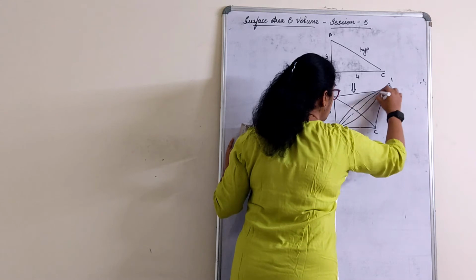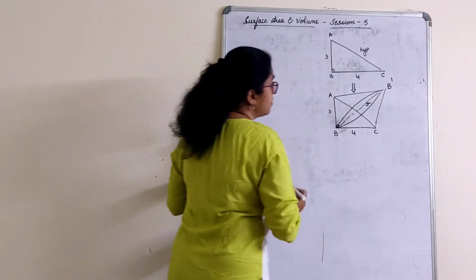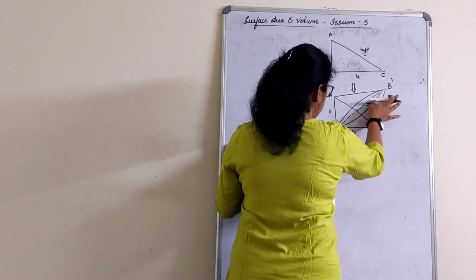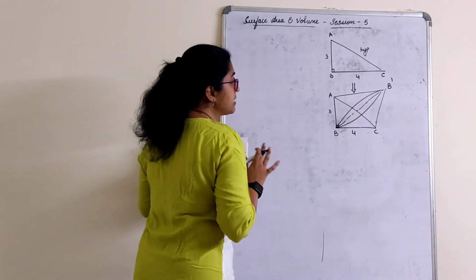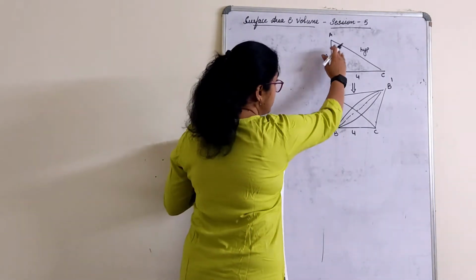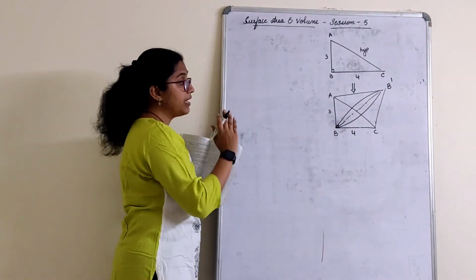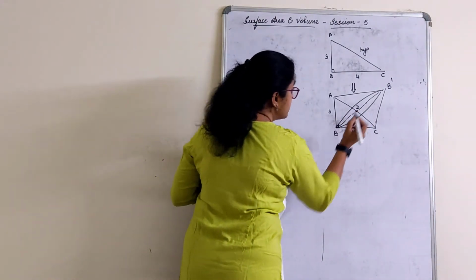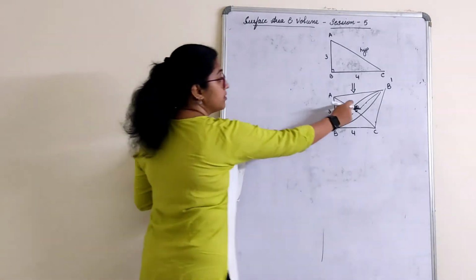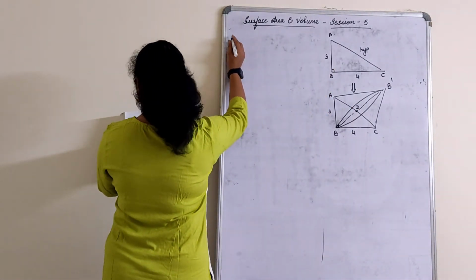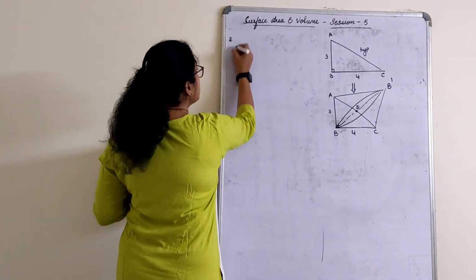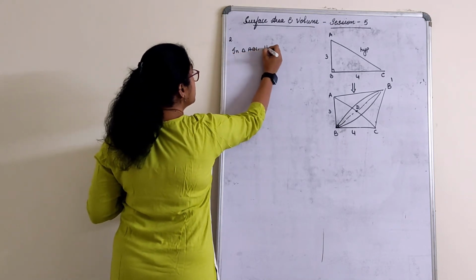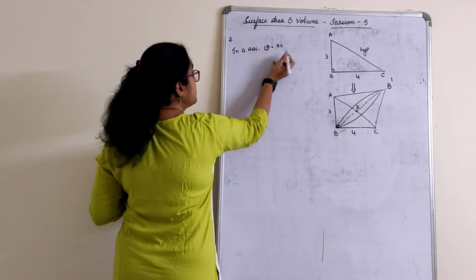Let me not consider anything more here. I'll keep this as it is. First let us come to this figure now. Let us talk about this. This point of intersection I will call D. Okay, let me come to this figure again. Triangle ABC, angle B is equal to 90 degrees.